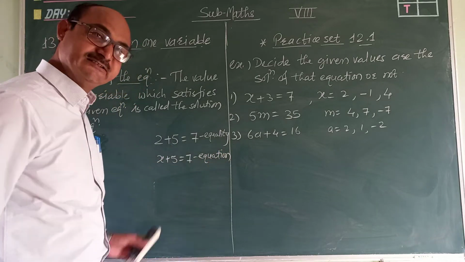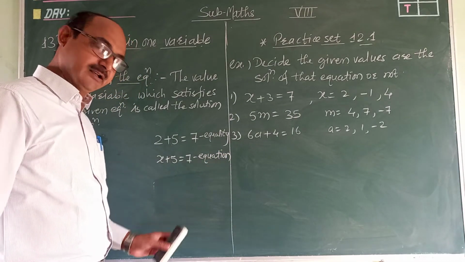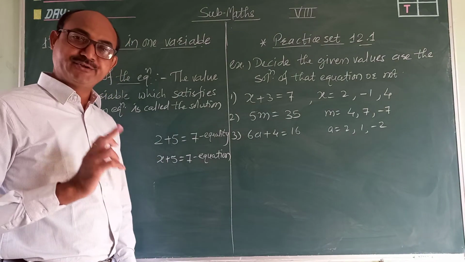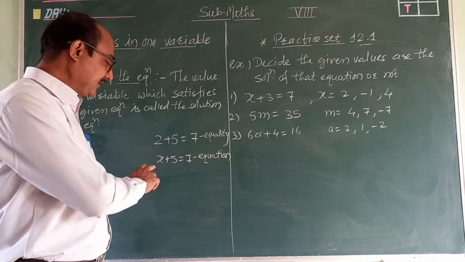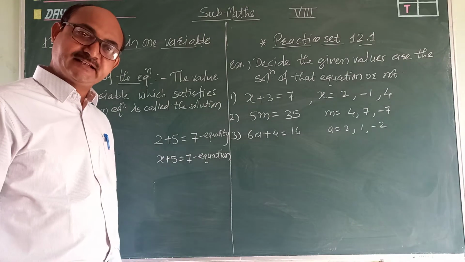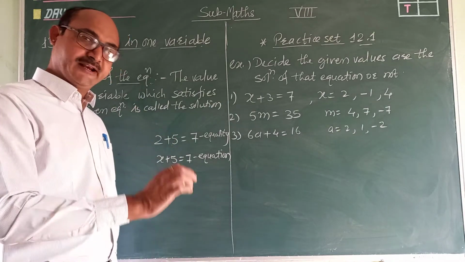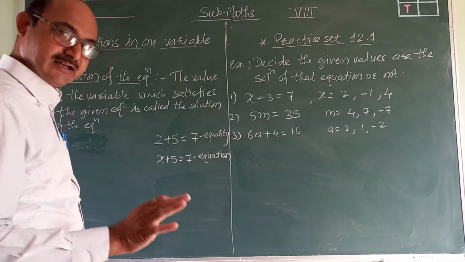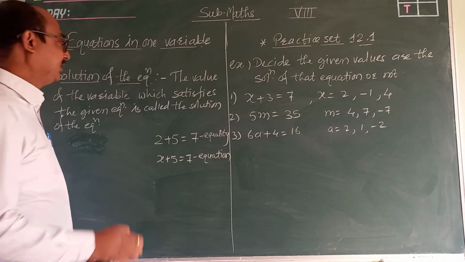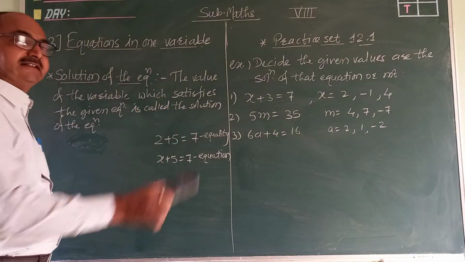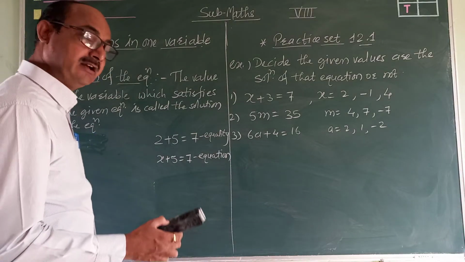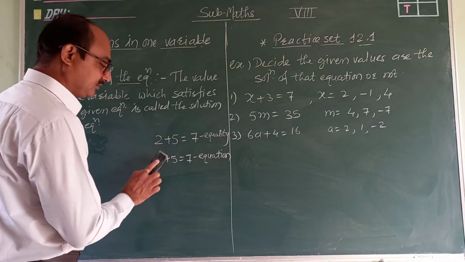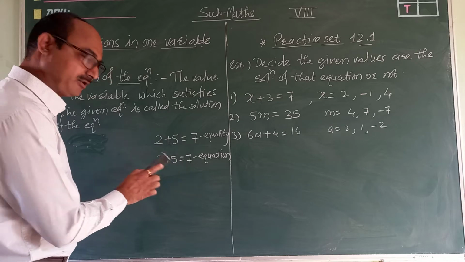So here we say this is an equation with one variable, because here we have used one variable. If two variables, then we say that is an equation with two variables. So this is equation, this is equality. Last year you already studied it, but you should know, because the name of the lesson is equation in one variable. So for your knowledge you can write in your notebook.